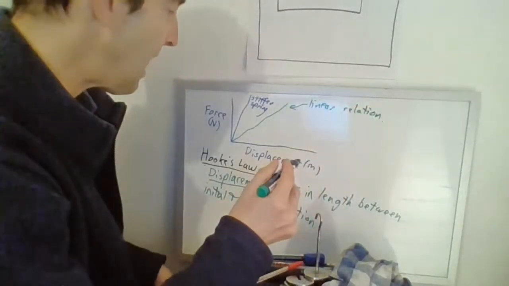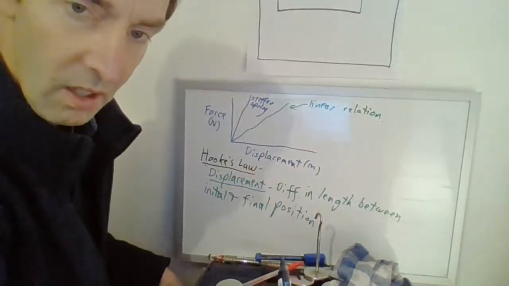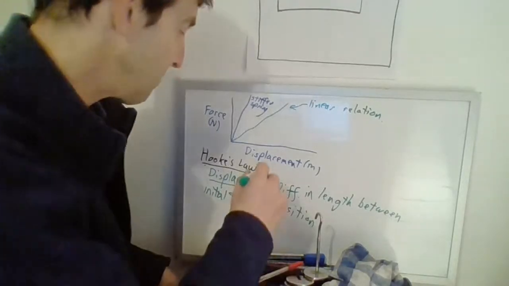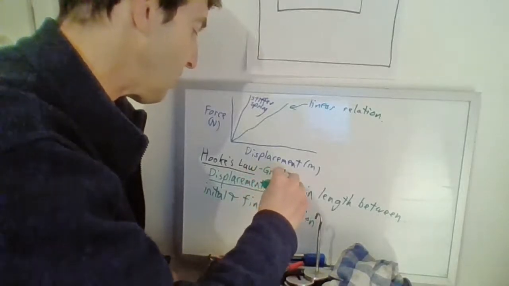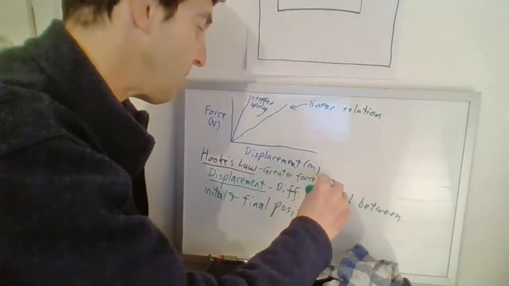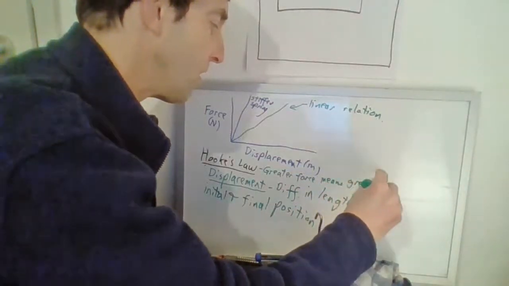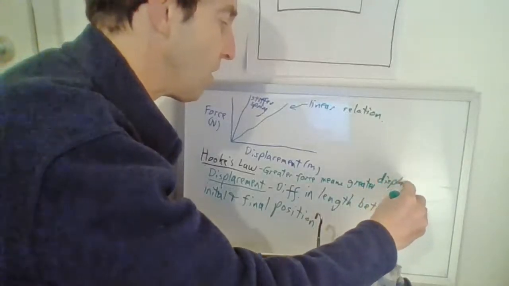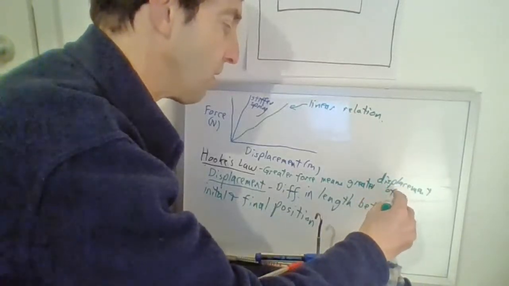So what that means for you and I is Hooke's law says, in words, the greater the force, the greater the displacement on a spring. Not a big surprise, I know, and it's linear. Greater force means greater displacement of a spring.